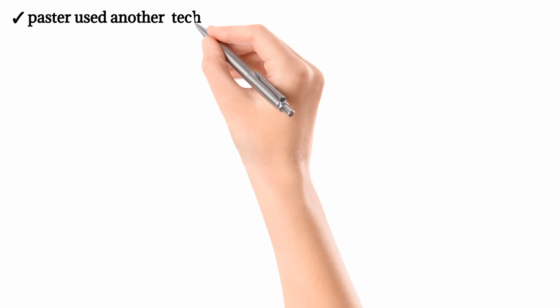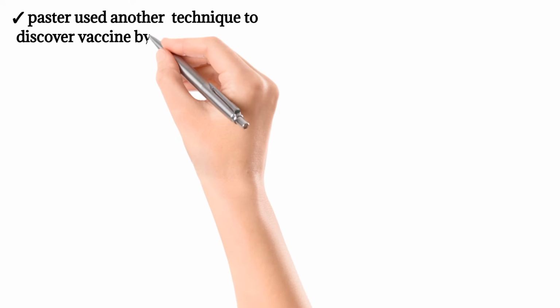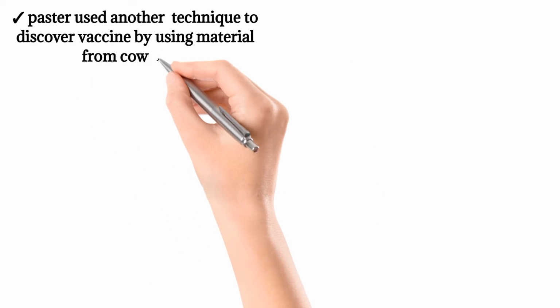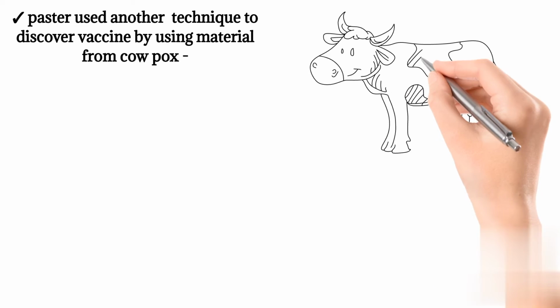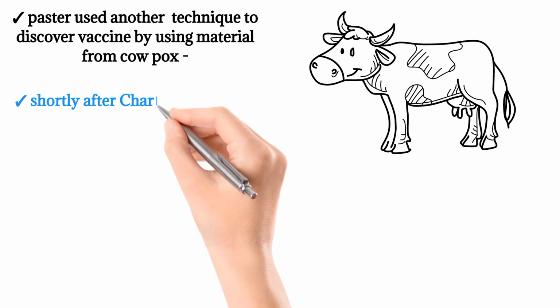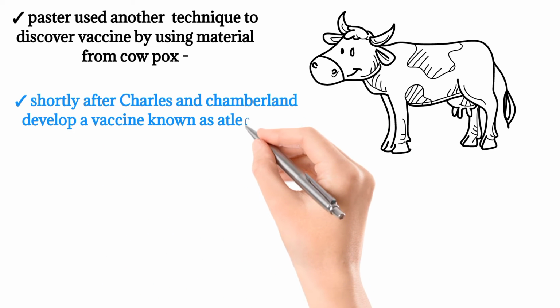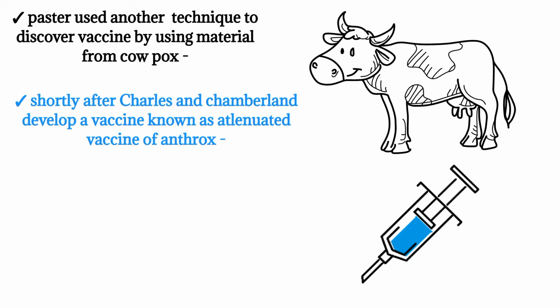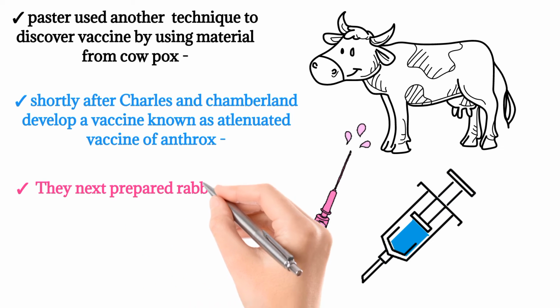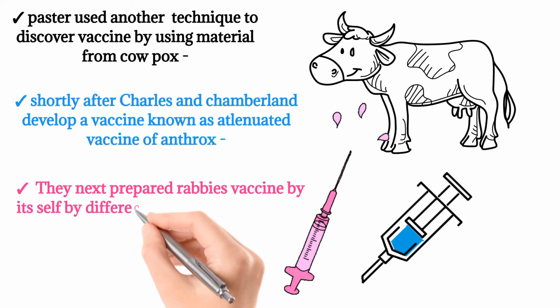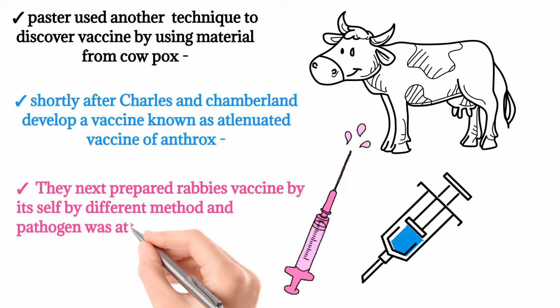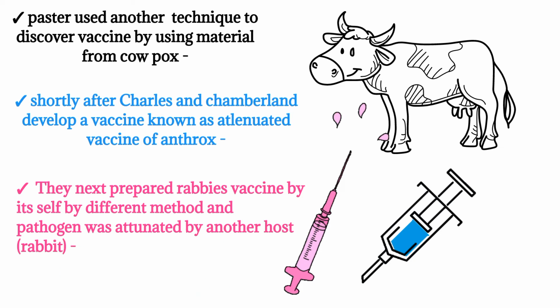Development of vaccine. Pasteur used another technique to discover vaccine by using a material from cowpox. Shortly after, Charles and Chamberlain, he developed a vaccine known as attenuated vaccine of anthrax. They next prepared rabies vaccine by different methods, and the pathogen was attenuated in another host, the rabbit.